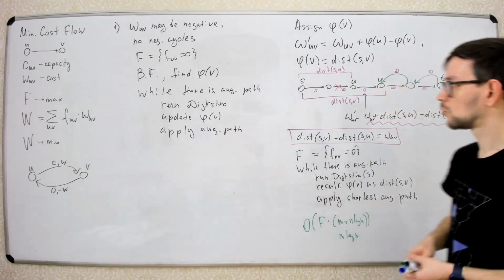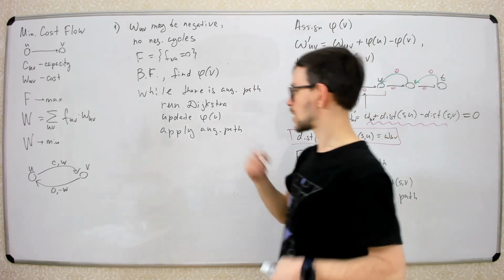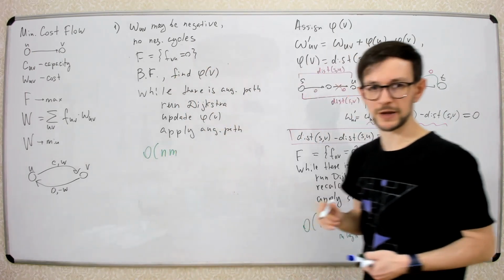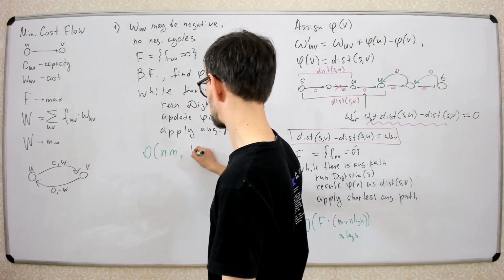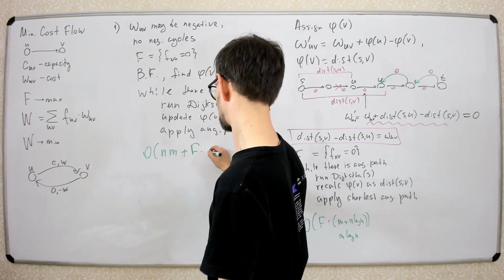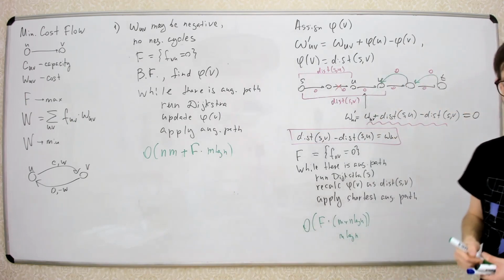Now, what will be the time complexity? We run the Bellman-Ford algorithm only once, so we need N M to run the first Bellman-Ford, and then F times we run Dijkstra's algorithm, let's say M log N if you use regular heaps.